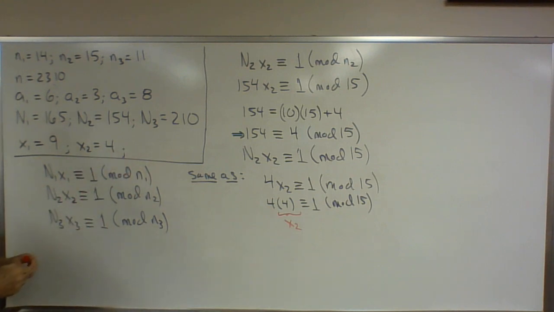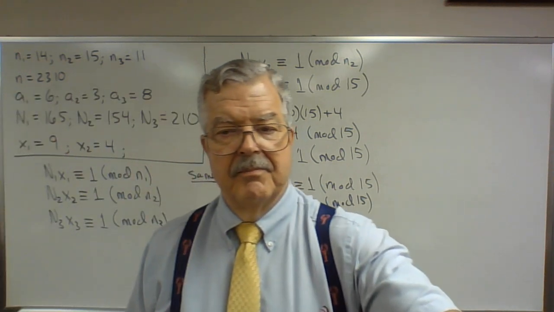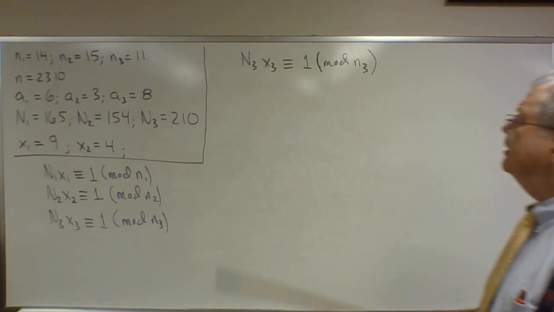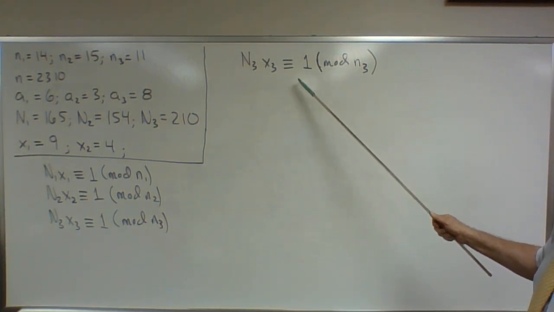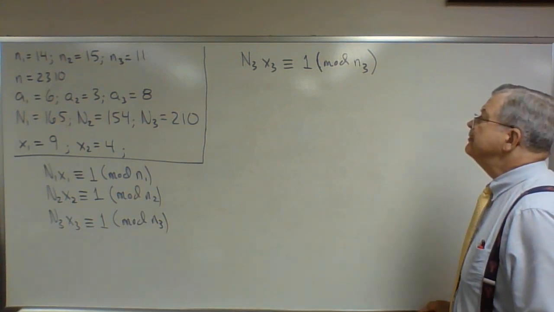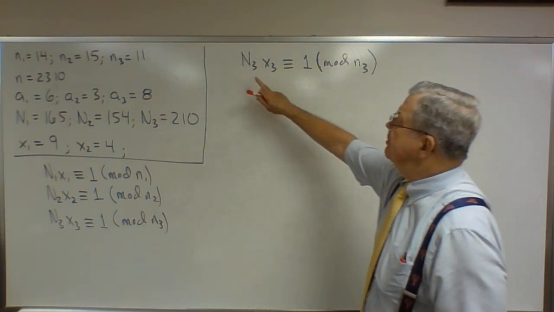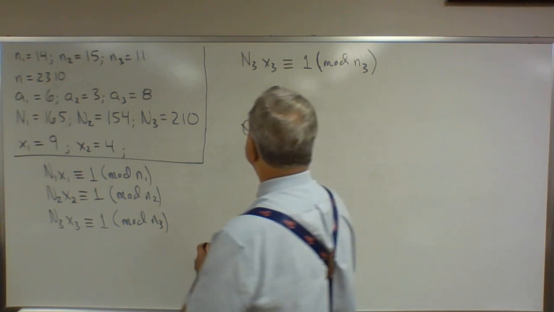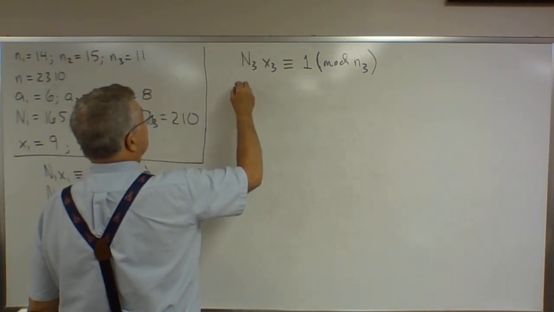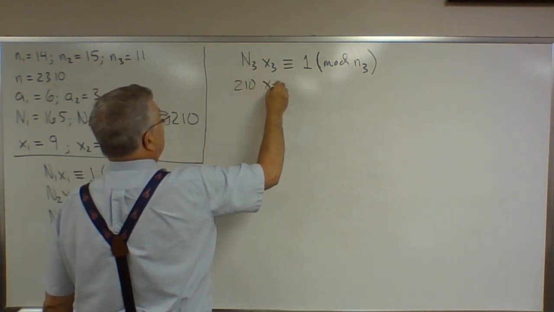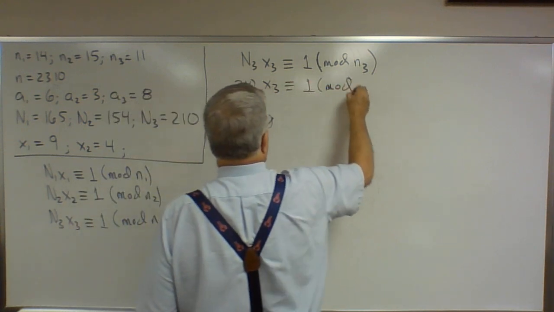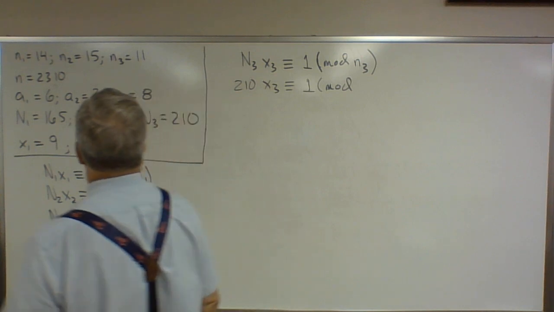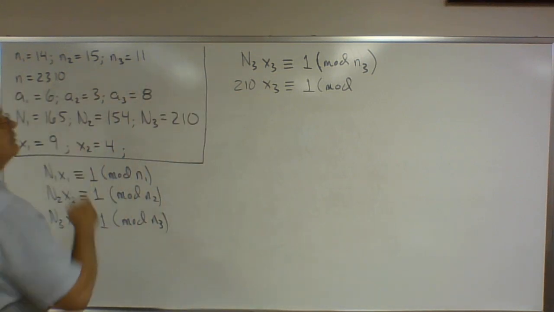One more congruence to solve. Okay, one more of these things to solve. Capital N3, that's 210. Mod little n3 is 11.